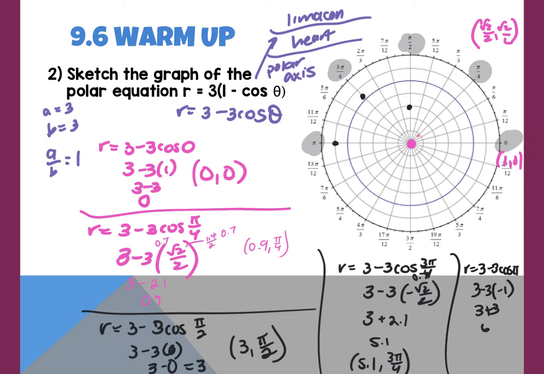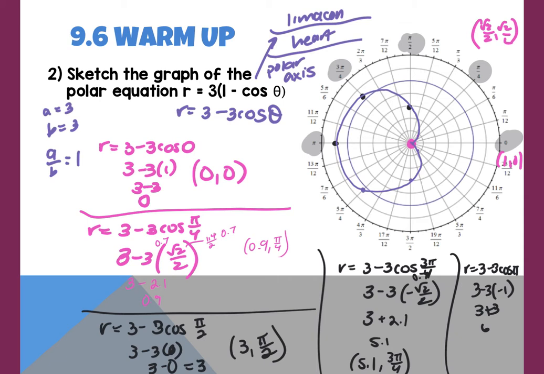And then because it's symmetric to the polar axis, we're going to flip all of those points onto the other side. So the other 3 pi over 4 is just past 5. At pi over 2, it's 3. So at 3 pi over 2, it's 3. And this was 0.9. So the other pi over 4, which is here, is a 0.9. And then I know it's a heart, so I make it dip in the middle. And it should look something like that.